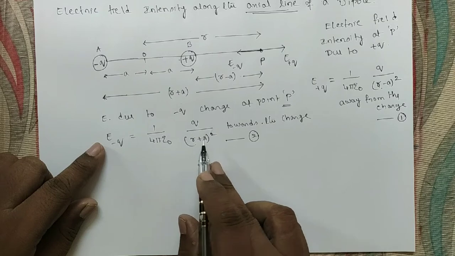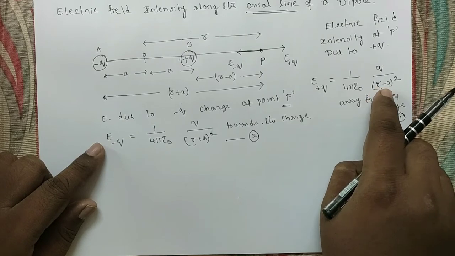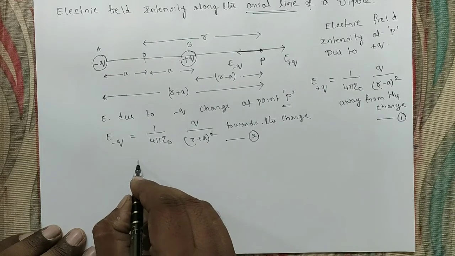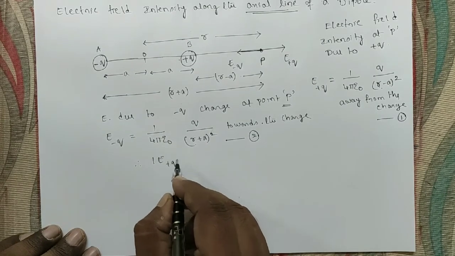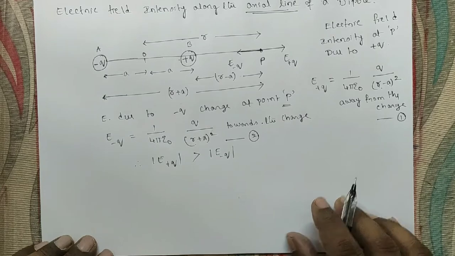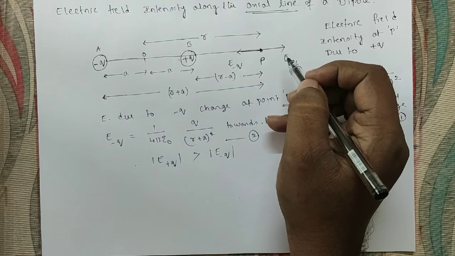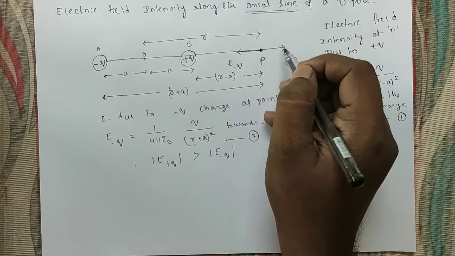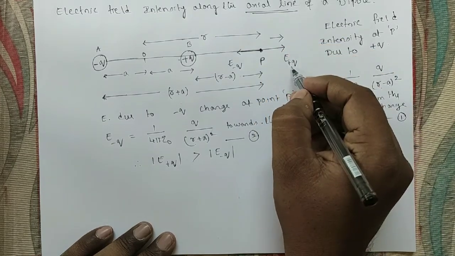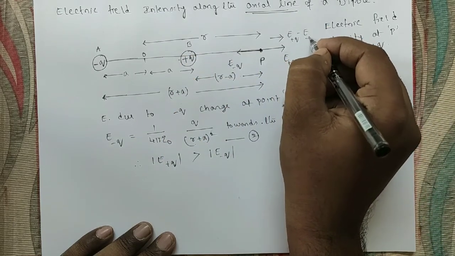Why? Because here R minus A is the denominator, which is less. If the denominator has a smaller quantity, obviously its magnitude is more. Therefore we can write that the magnitude of E plus Q is greater than the magnitude of E minus Q. Therefore the resultant at this point: if two vectors are opposite to each other, the resultant will be along the higher magnitude side. So this is the resultant direction, because E plus Q is of higher magnitude. So along the higher magnitude side, that is E plus Q minus E minus Q.